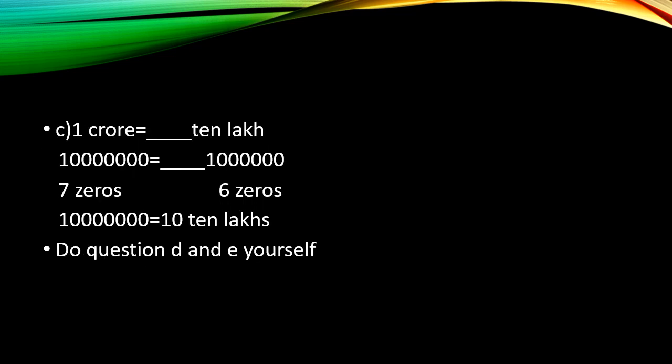1 crore is equal to dash 10 lakh. In 1 crore there are 7 zeros and in 10 lakh there are 6 zeros. Now to make the number of zeros equal on both sides, multiply 10 lakh with 10. So 1 crore is 10 lakhs. Now do question number D and E yourself.